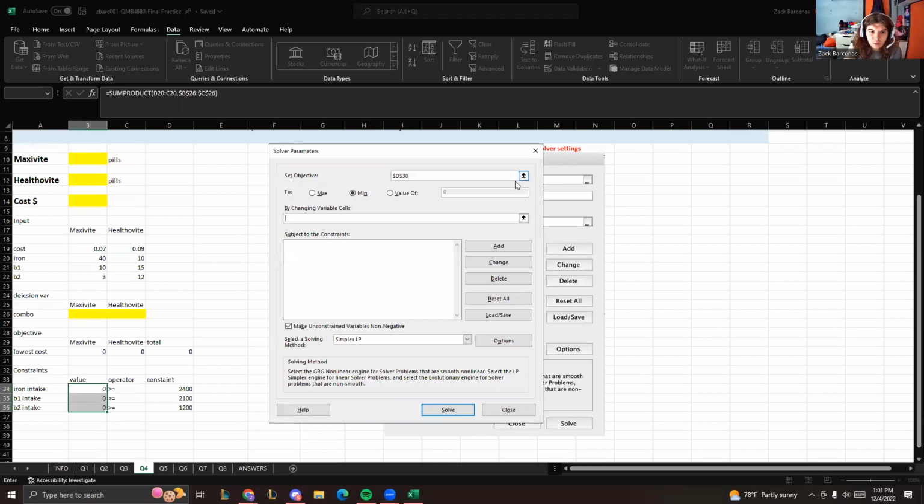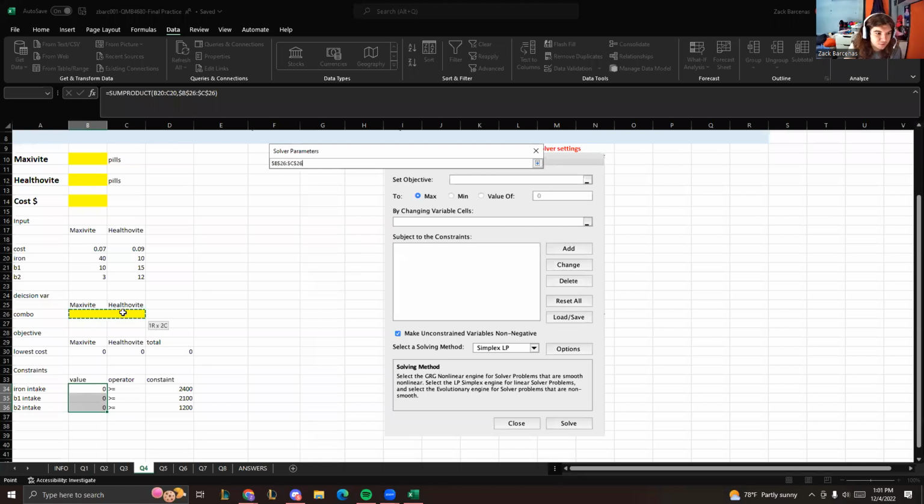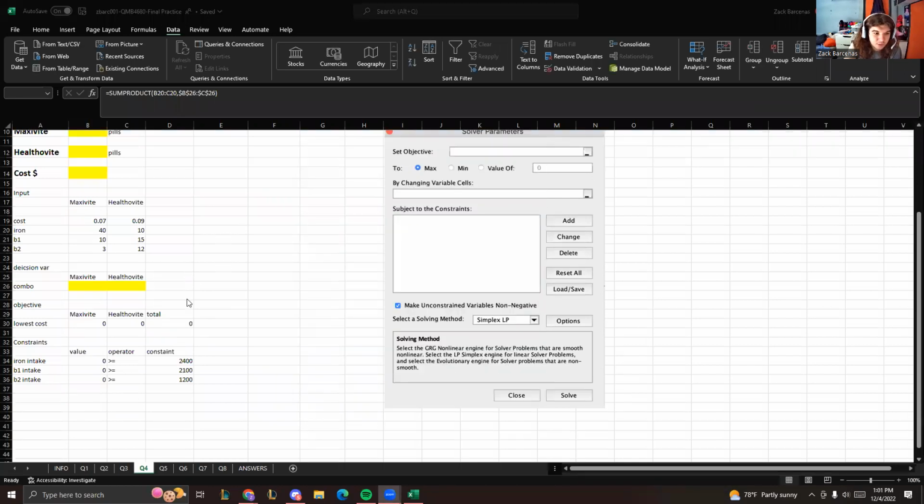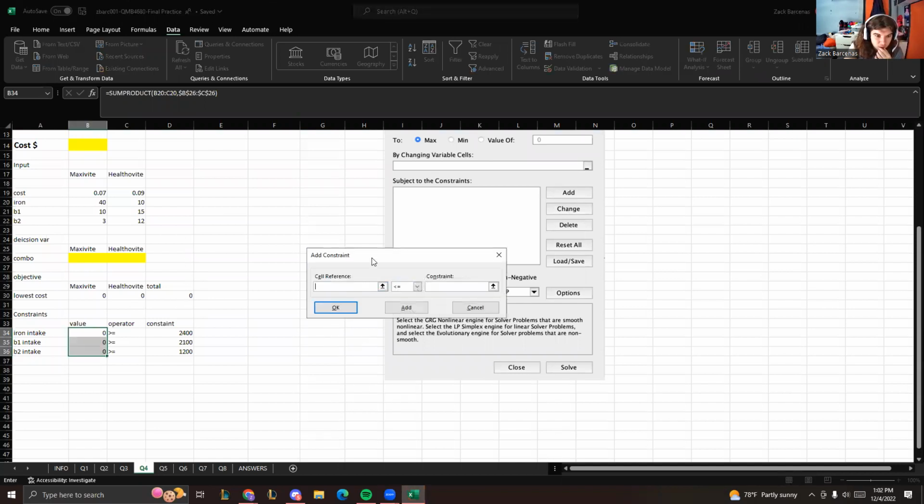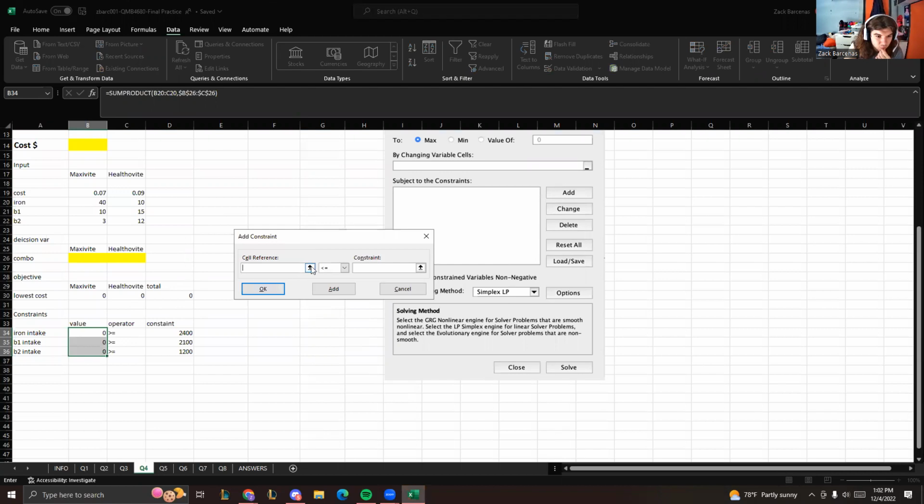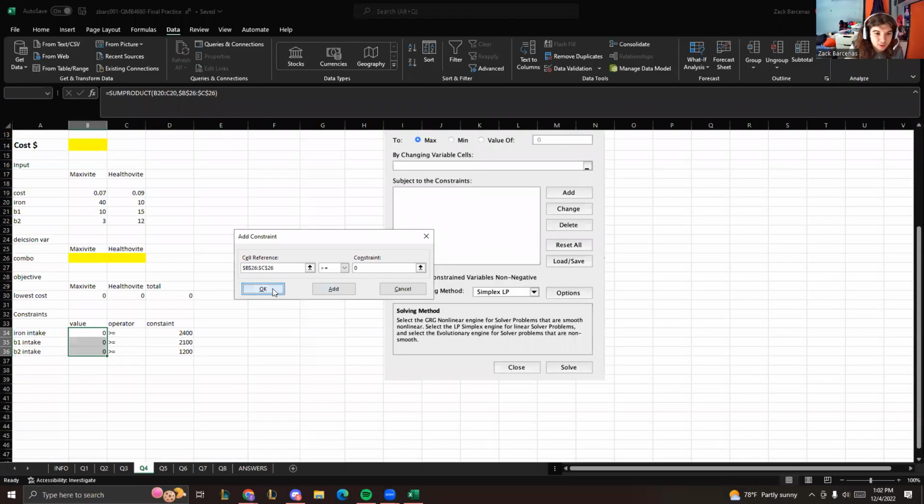Sorry about that noise. Where was I? So yeah, by changing these two, and then the parameters we're gonna add are given right here. So we're gonna do these have to be greater than or equal to these. Since they're all the same, we can add them. And we're also gonna do these two greater than or equal to 0, I believe. Yeah, so we're gonna hit OK on this one.